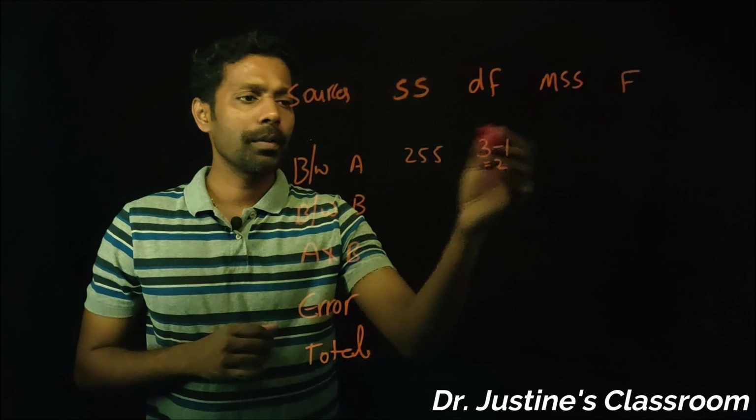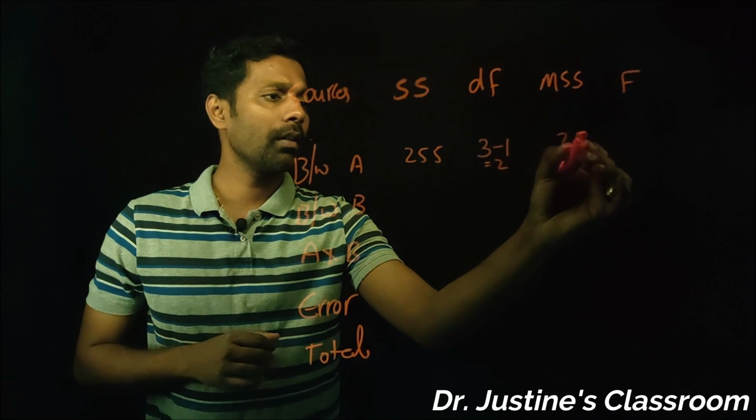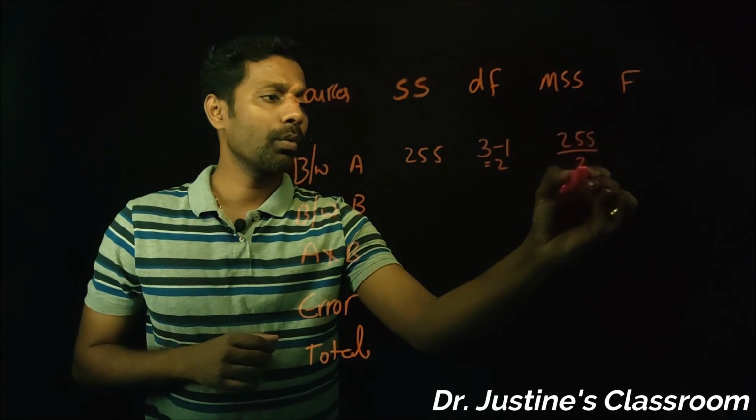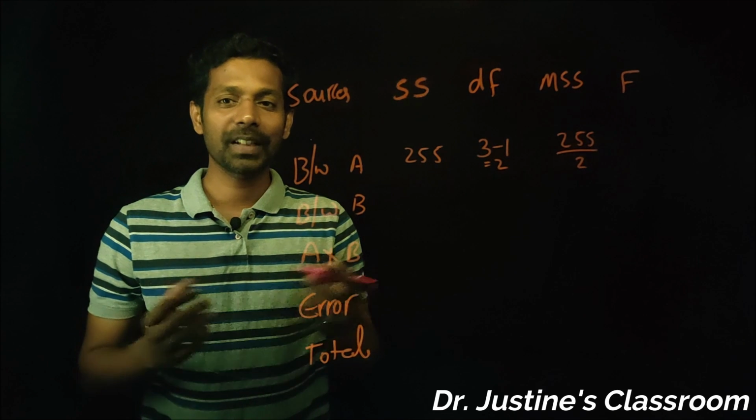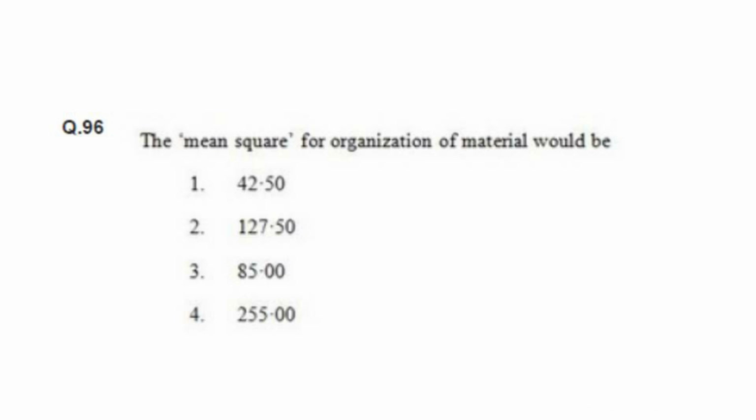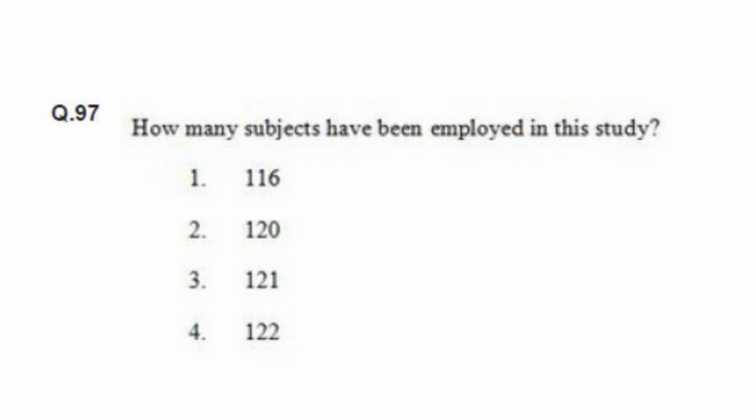So now what would be the mean sum of squares? 255 divided by 2. Okay, that must be 127.5. So we have an answer here. Look at the options now. Yeah, we have option 2, 127.5. Look at the next question asked in this section.